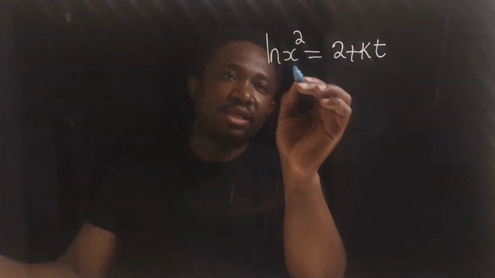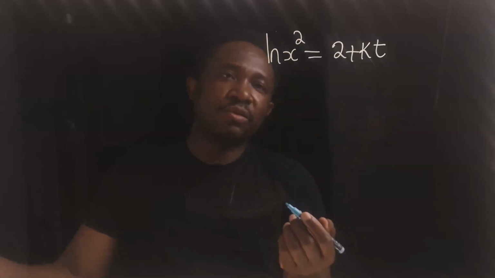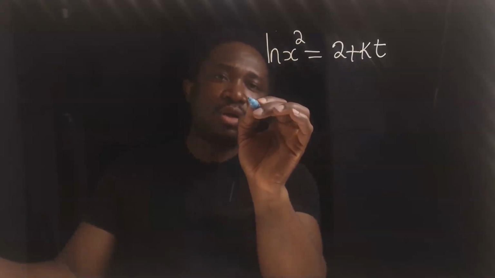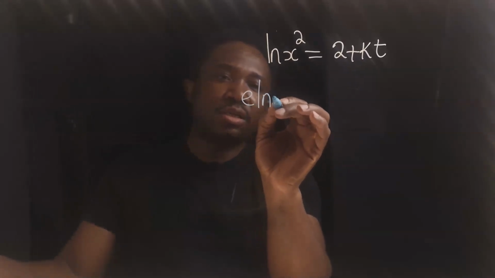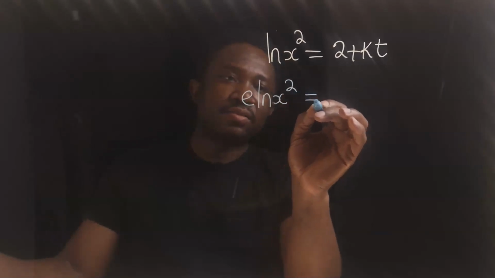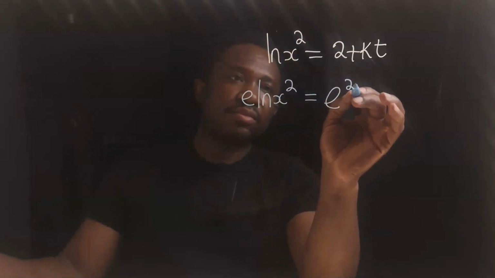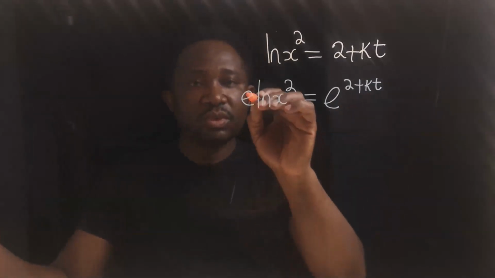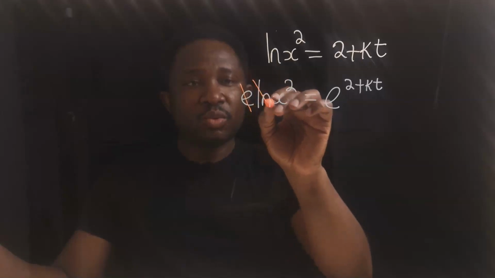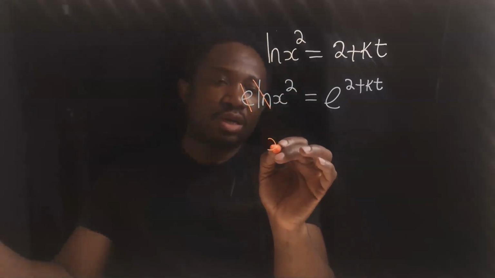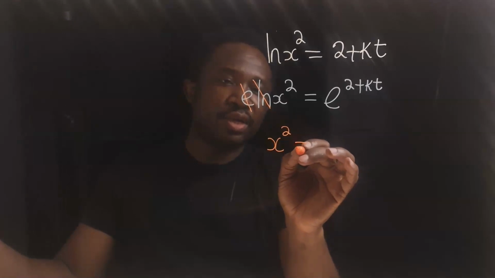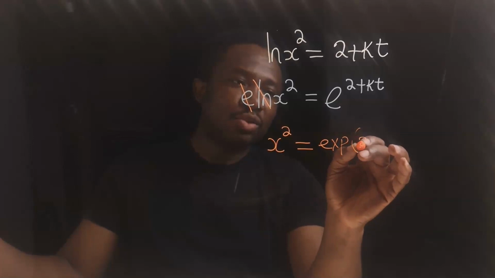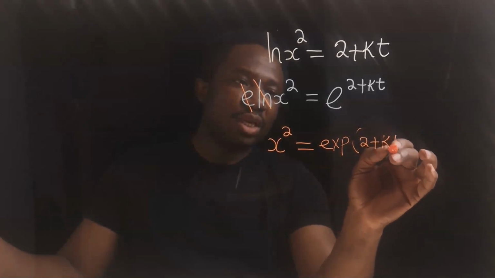Let's make x the subject in this equation. To get rid of this natural log, we're going to take the exponential of both sides. Exponential will neutralize natural log, and s squared is free. On this side we have exponential 2 plus kt.